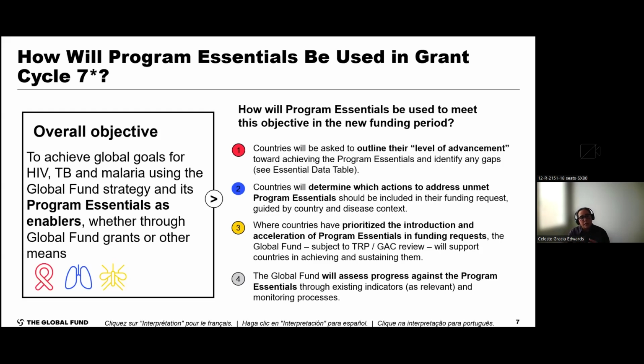Once they decide these program essentials can be embedded into the funding request, then the funding request is going to be evaluated by TRP, like it's usually done, and if approved, it's going to be monitored. The program essentials are going to be monitored throughout the grant cycle in the same manner all other activities are. Next slide, please.